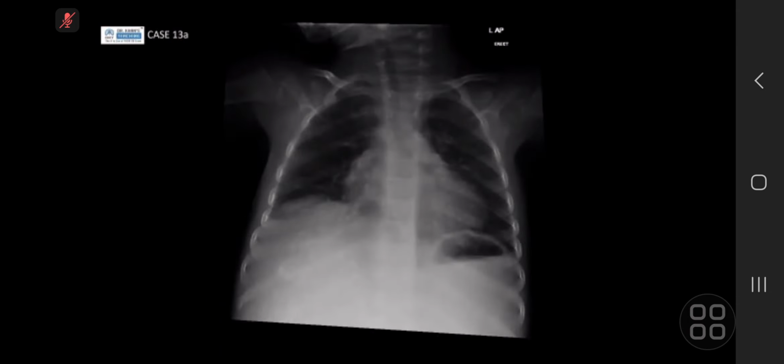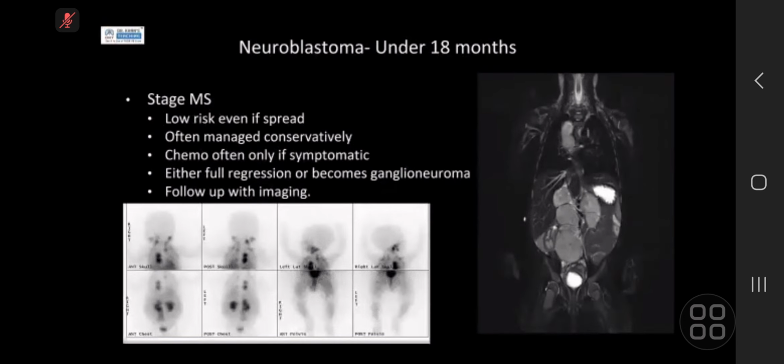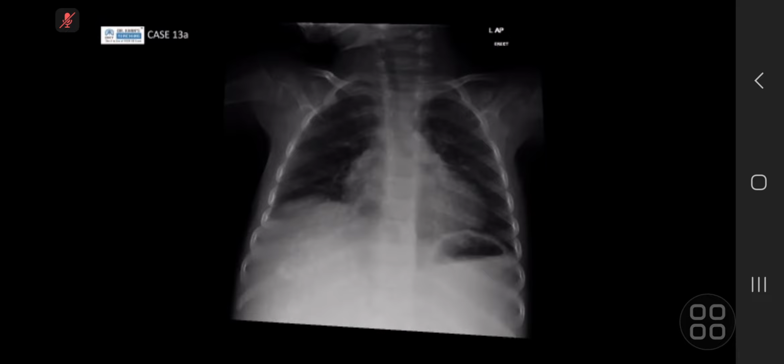I'm just going to say that stage MS is quite important to know for exams, because they might ask you whether these patients need any treatment. So just know that if they're under 18 months, even if it looks quite high grade, they're often managed conservatively. Okay, it's an important point. Just remember that. We'll come back to that when you do a bit of a summary. Okay, next case.